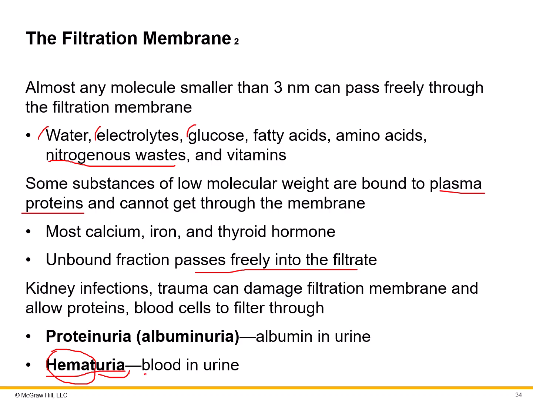Now, red blood cells are supposed to be too big to pass that filtration membrane. However, again, you damage the membrane, you poke a big hole in your coffee filter, right? You're going to see some coffee grounds making it through. Now, same thing, kind of separate. Proteinuria is literally protein in the urine. This is when we see the big protein albumin in your urine. And again, this can indicate issues with the kidney.